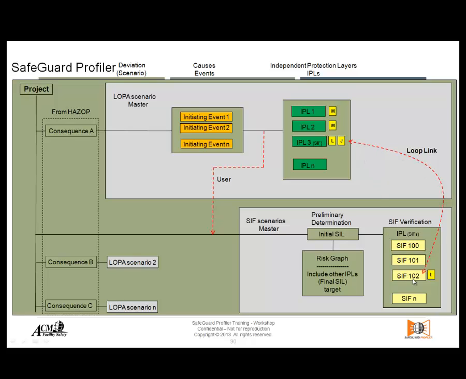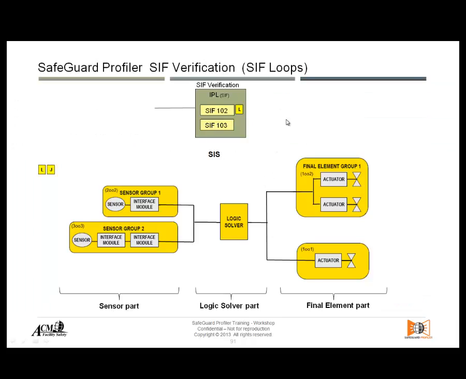So when you modify the probability of failure on demand of this safety instrumented function by doing the SIF verification part, it will automatically update in your LOPA scenario, telling you if you still have a gap or you are in target, and so on. It allows you to do that part of the modeling, right? So next we have the safety instrumented function that is manually created.